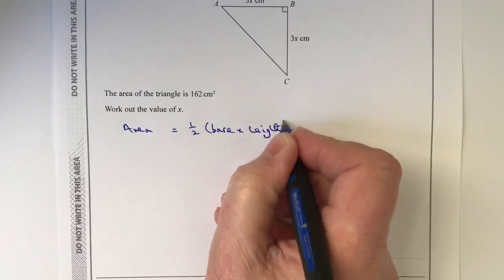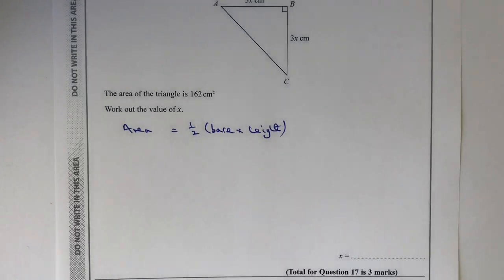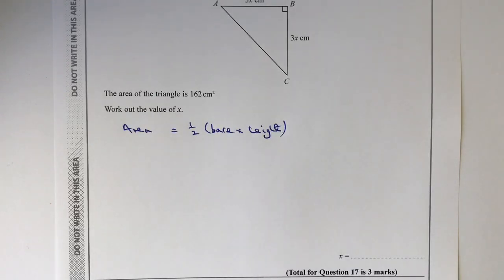Some people will say base times height over 2. That's perfectly correct, not a problem at all. You can do that if you want to. I don't tend to use that particular formula, but it doesn't really matter. And if time was allowing, we could do both formulas side by side and you would still get the same result. So let's just plug in some numbers.